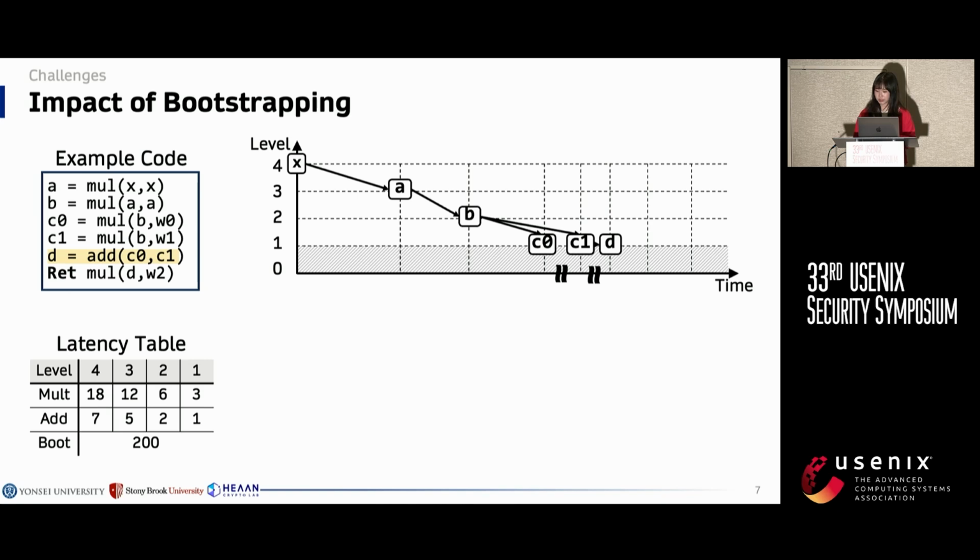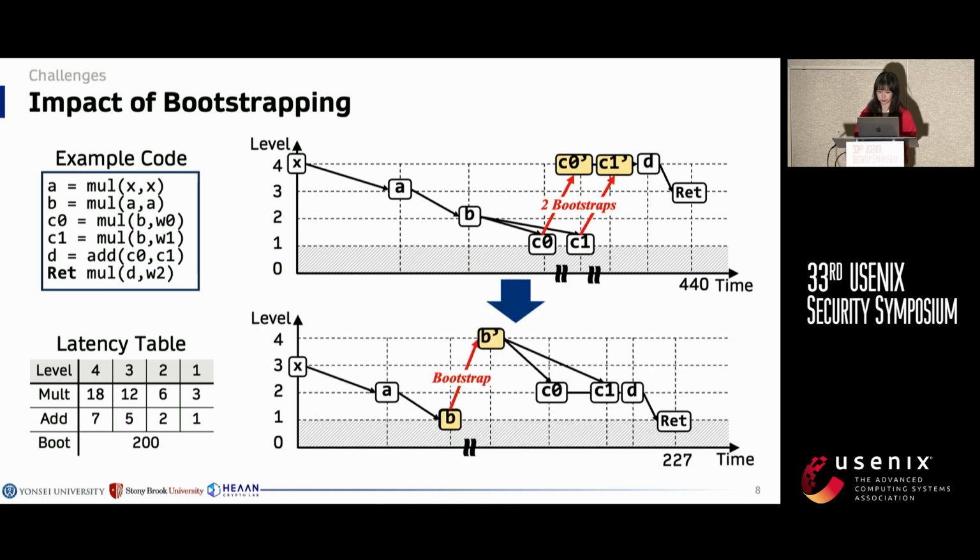In the case of addition, levels are not consumed, so the level of result D is the same as C. However, the level cannot be dropped for the last multiplication because the ciphertext level cannot be below 1. In this situation, bootstrapping is required. To correctly execute this program, bootstrappings can be inserted on C0 and C1. In this example, the number of bootstrappings is 2.